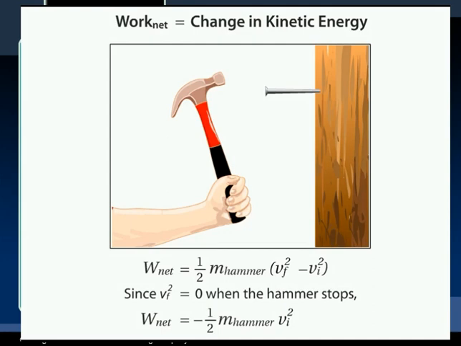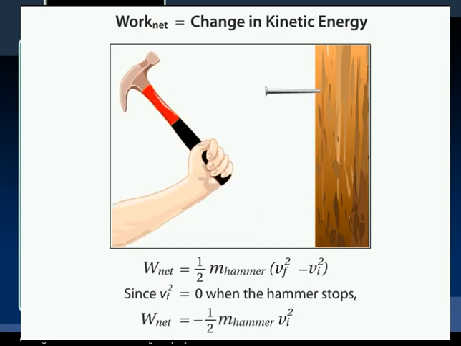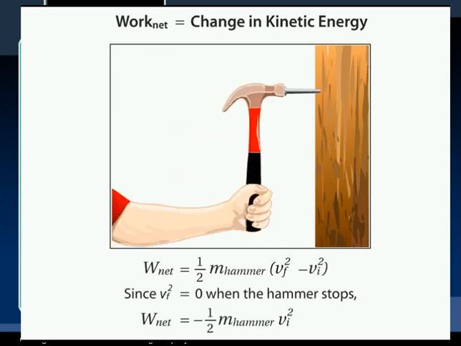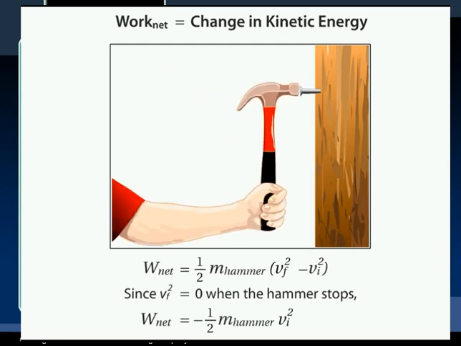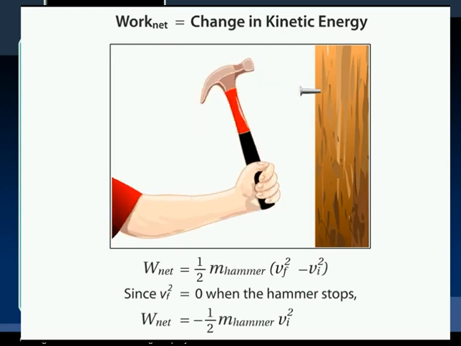The net work done on a moving object is equal to the change in its kinetic energy. For example, a hammer can be used to drive a nail into a piece of wood. The hammer has a certain kinetic energy as it begins to strike, and a different kinetic energy when it comes to rest against the nail. The difference in the two kinetic energies is equal to the work done on the hammer by the nail. The kinetic energy of an object can therefore be thought of as the work it can do or can have done on it, if the mass or the velocity of the object changes.